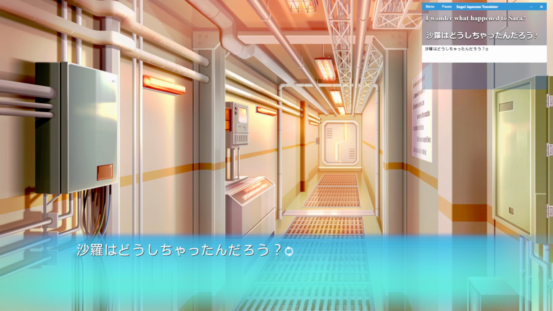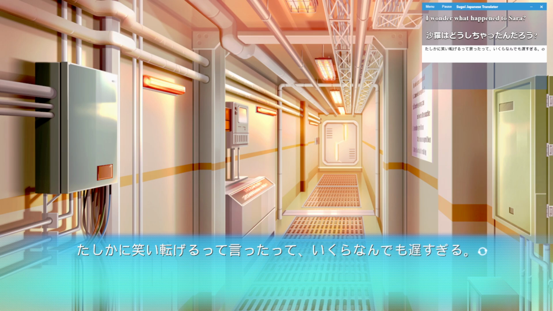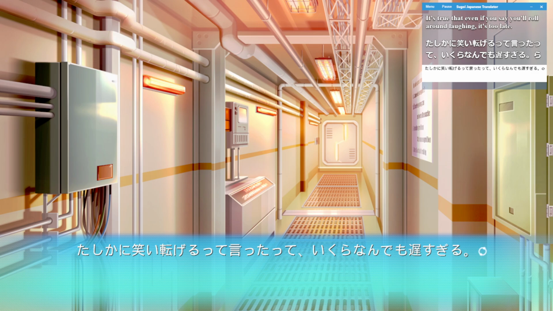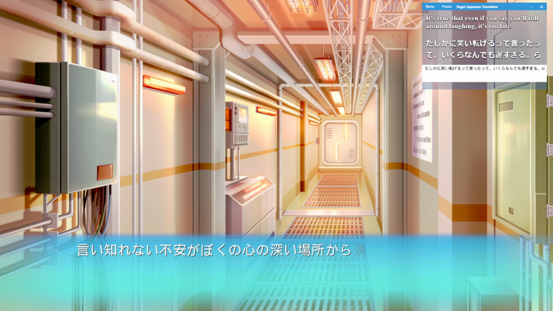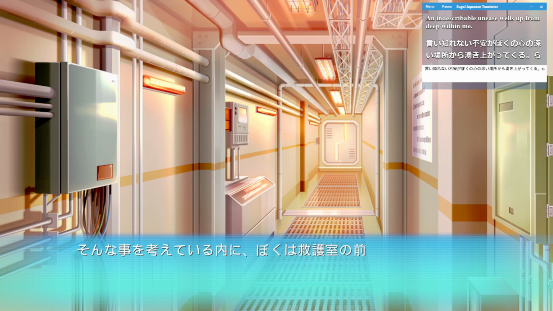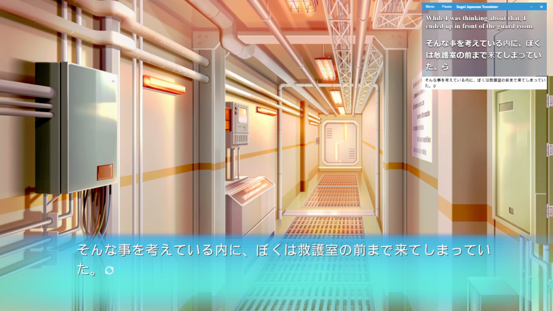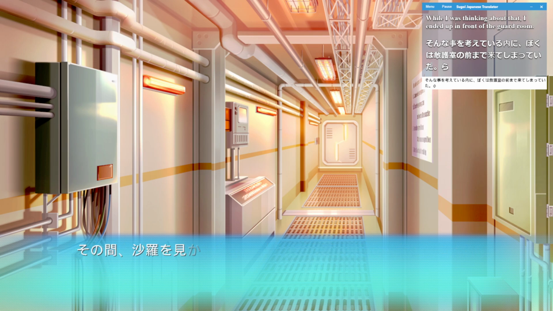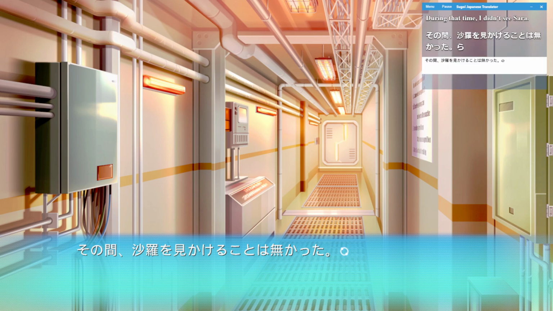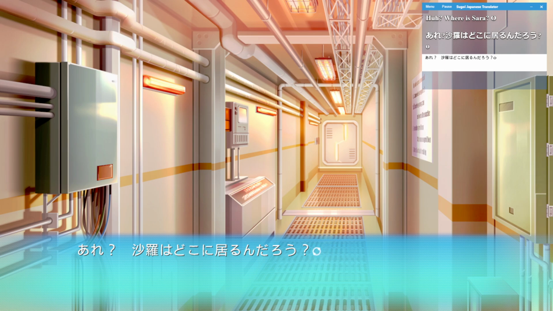I wonder what happened to Sara. It's true that even if they say that she's ruffling, she wouldn't be ruffling this long. It's too late for just ruffling to explain it, right? Indescribable unease wells up from deep within me. While I was thinking about that, I ended up in front of the infirmary. During that time, I didn't see Sara. Huh? Where is Sara?